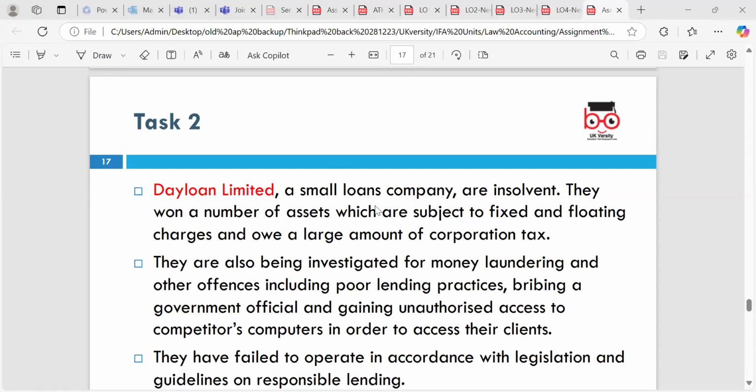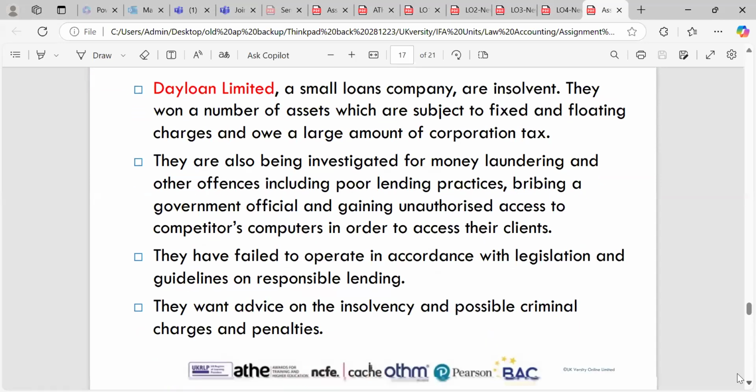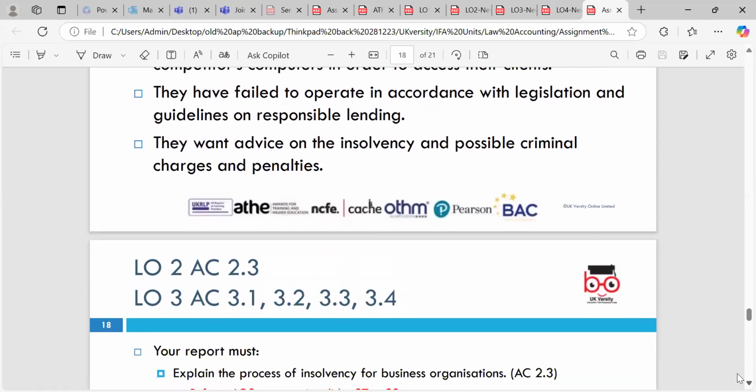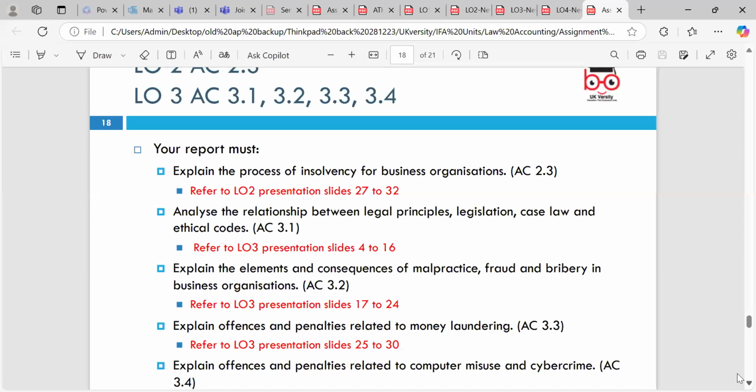Let's move on. Then we have a payday loan, a limited company, a small loan company. We're looking at task 2, insolvency, lending, credit checks, criminal charges, and penalties if we do not give the advice or if we have been misled by financial information. So we've been given assessment criteria 2.3 here, which means lesson 2. Then we have the relationship between legal principle, legislation and case laws, that's our 3.1. And then explain the elements of the consequences of malpractice, the Bribery Act, imprisonment. What is the Bribery Act? That's explained on gov.uk, as well as in our lecture slides, which is week 3.